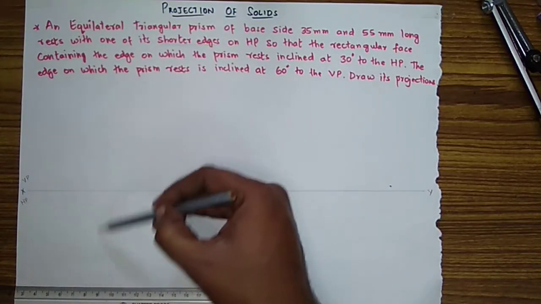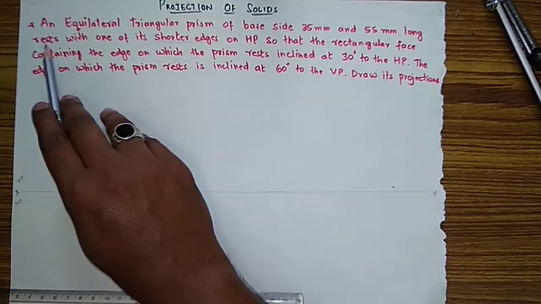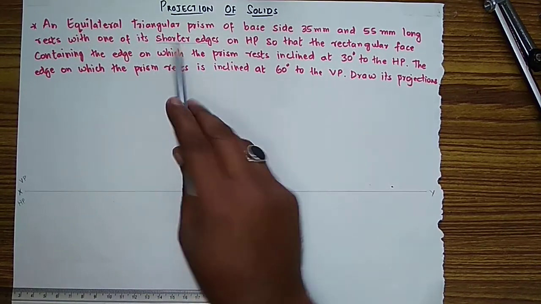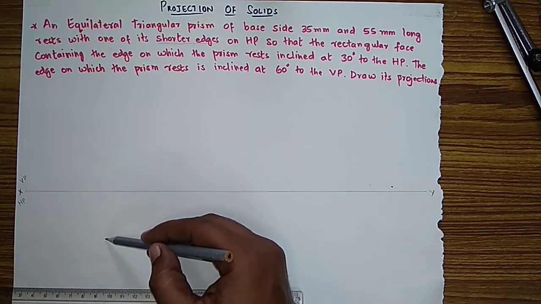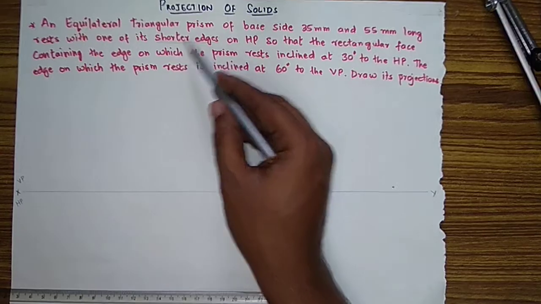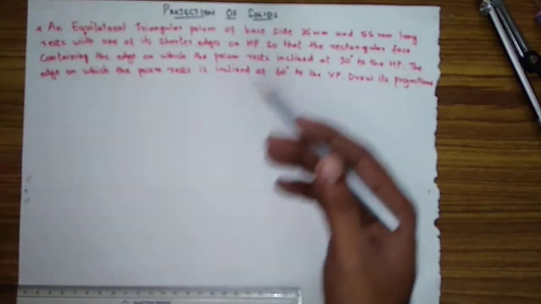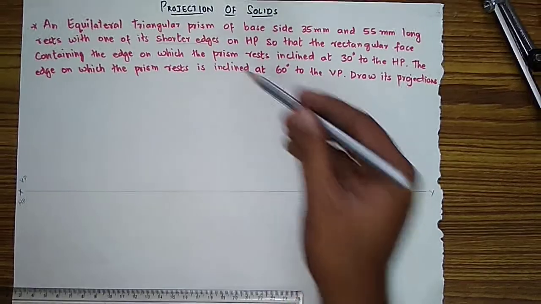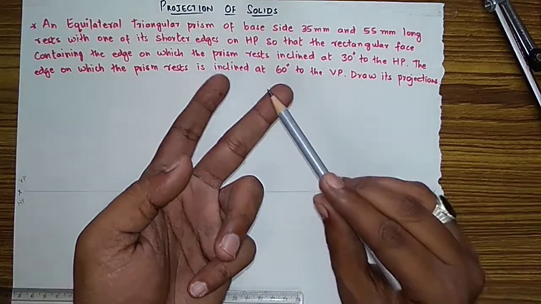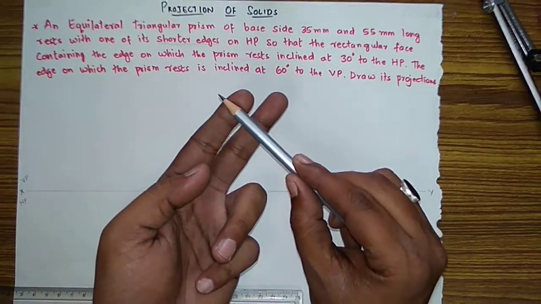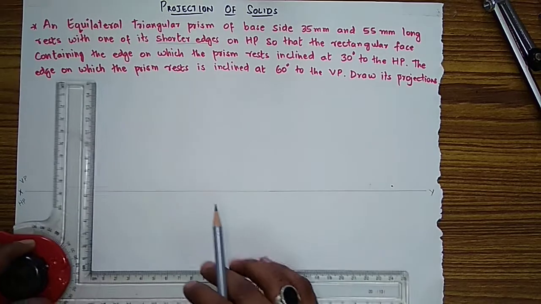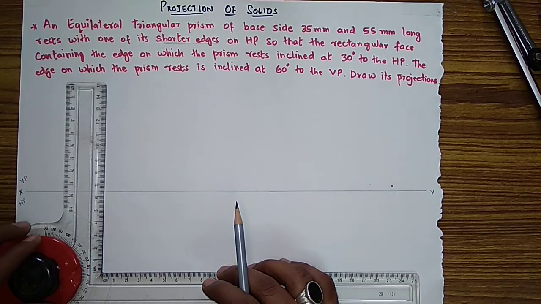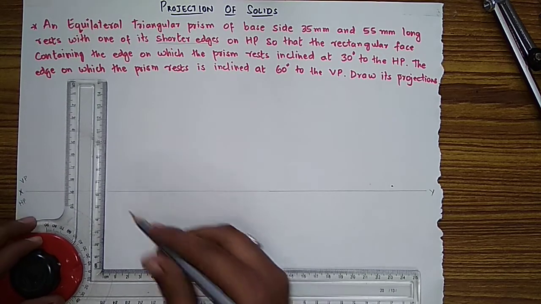Otherwise, if it says rests with one of its corners, you have to draw the triangle like this, means the triangle will come on the right side. When it says shorter edges, I will show you how to draw according to the three things. Plane is triangle, side is 35 mm and it is resting on shorter edges. If it says shorter edges, you have to draw a triangle of 35 mm side.